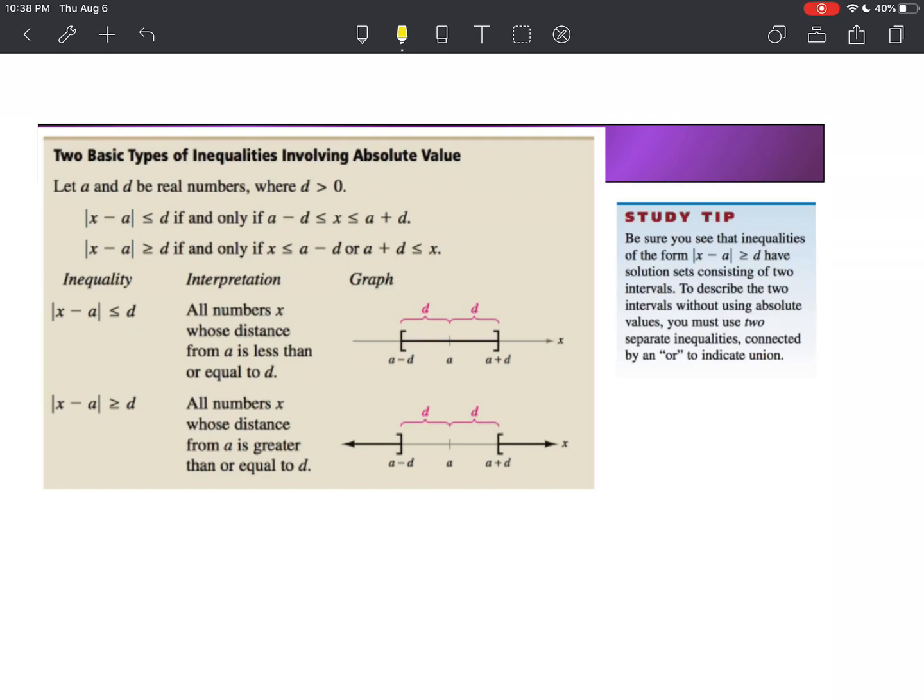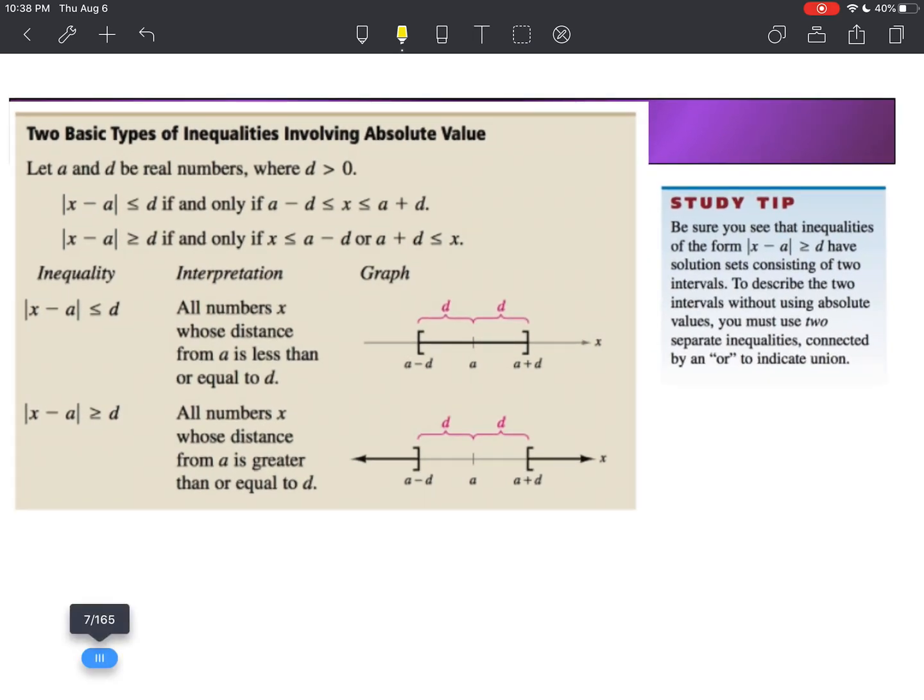If you did not remember the absolute value inequalities, this is a great refresher right here. The absolute value of x minus a is less than or equal to d, is going to be less than, and it's going to be an overlapping. So there's our answer right there.